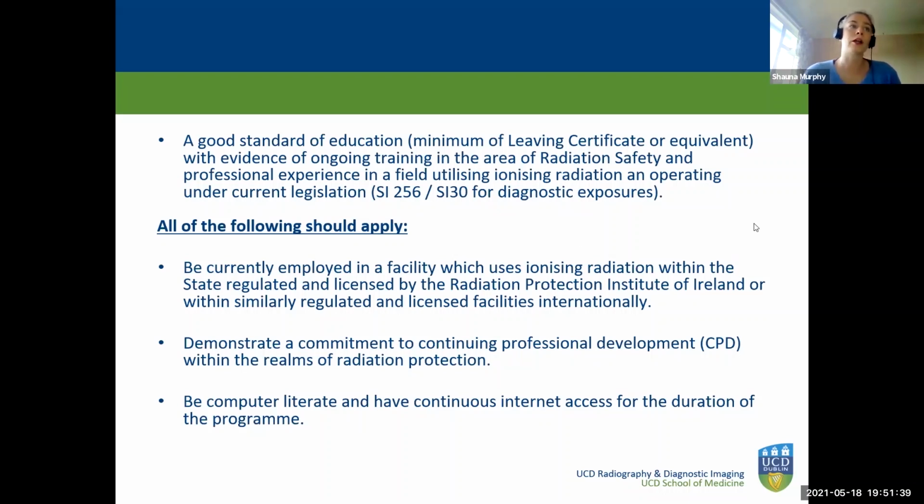But then all of the following should apply. The student should currently be employed in a facility which uses ionising radiation within the state, regulated and licensed by the Radiation Protection Institute of Ireland or a similar regulatory body, or a licensed facility internationally. They should demonstrate a commitment to continued professional development within the realms of radiation protection, and you should have some level of computer literacy and have continuous internet access for the duration of the program.